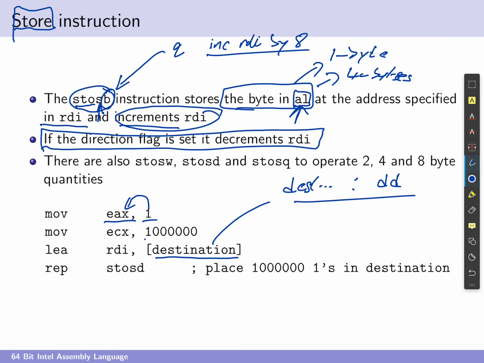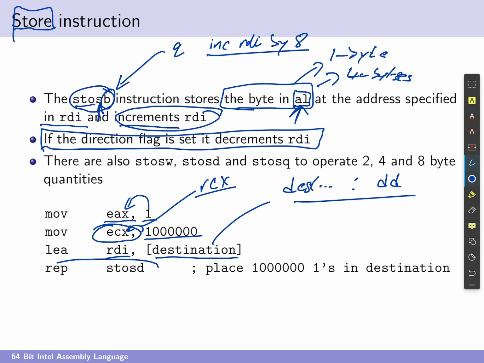Then I'm going to move this 1 million into ECX, so that I can decrement my counter using repeat. This is what the textbook used. This would actually work perfectly fine if I used RCX. That wouldn't have caused any issue here. Then I'm going to load my destination into RDI. I'm using LEA, load effective address. I could have used the move variant as well.